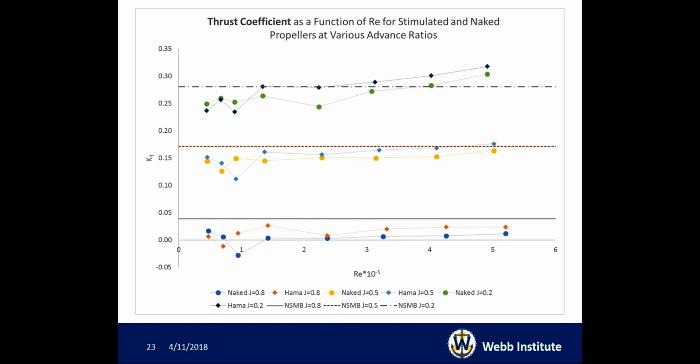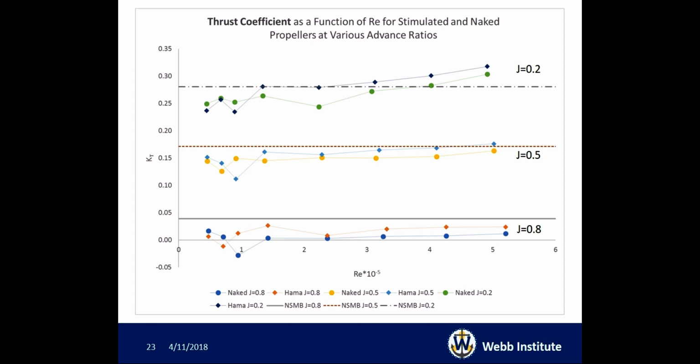So, this graph shows Reynolds number on the x-axis and thrust coefficient on the y-axis for J values of 0.2, 0.5, and 0.8. So the constant J values that I measured in my test matrix, with the diamonds showing the HAMA propeller and the circles showing the naked propeller.